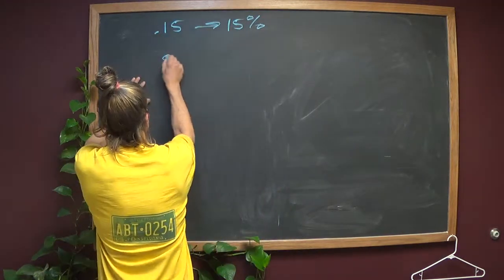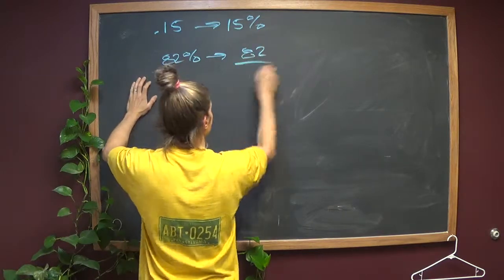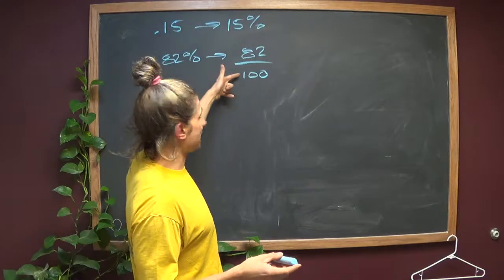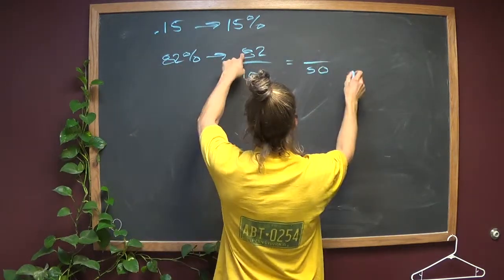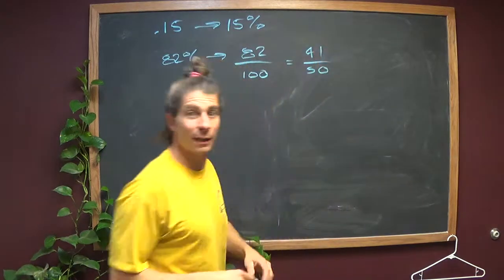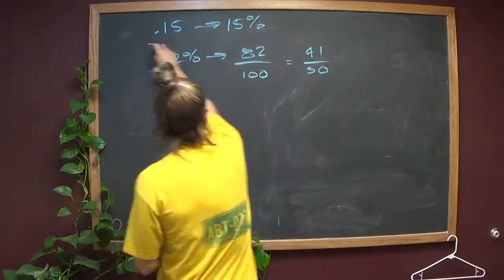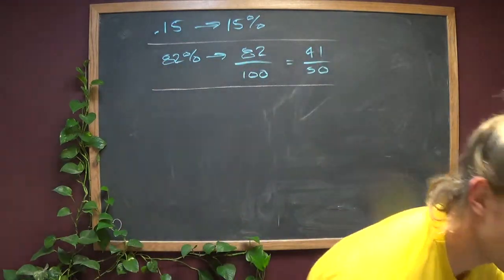The next one: express 82% as a fraction with 50 in the denominator. Well, 82% means 82 per 100. Makes sense. To get a 50 in the denominator, you're going to have to cut this in half, which means you cut the numerator in half to maintain the value of the fraction, the equality of the fraction. So 41/50ths, and there you go. Not too bad.